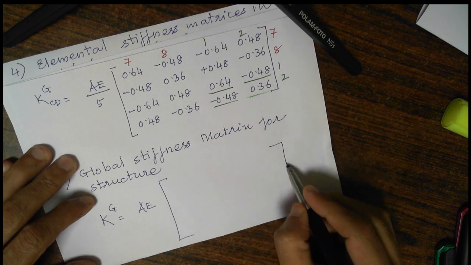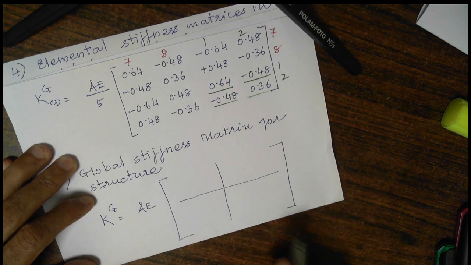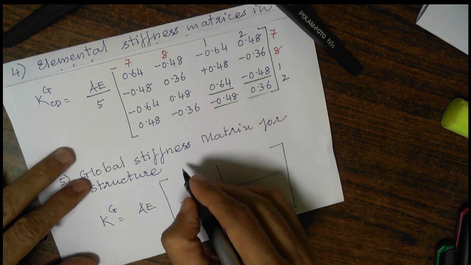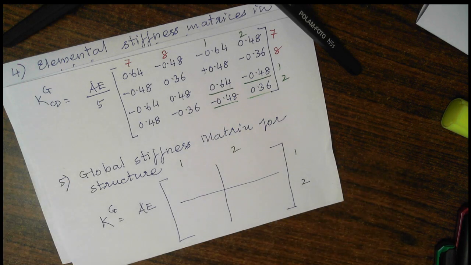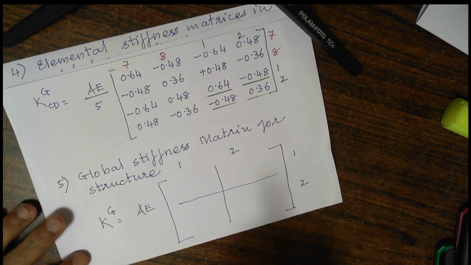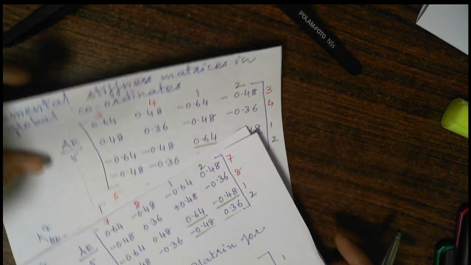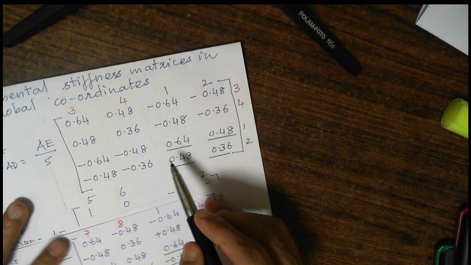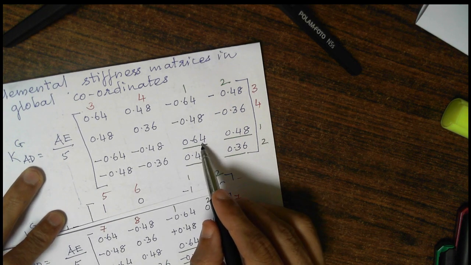I know the size of the global stiffness matrix will be 2 by 2, so I am just indicating it 1 2 by 1 2. These are global coordinates. Now I am mapping first row, first column. From the matrix AD, first row, first column is 0.64.